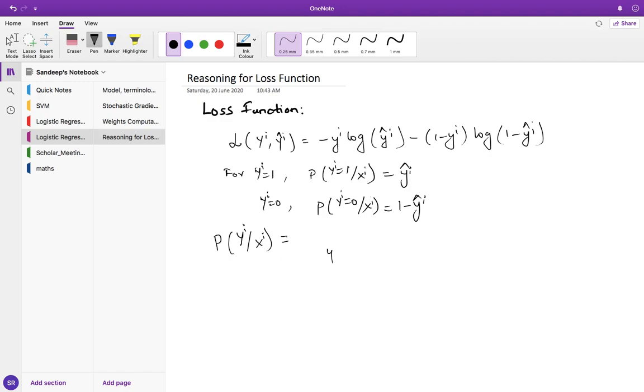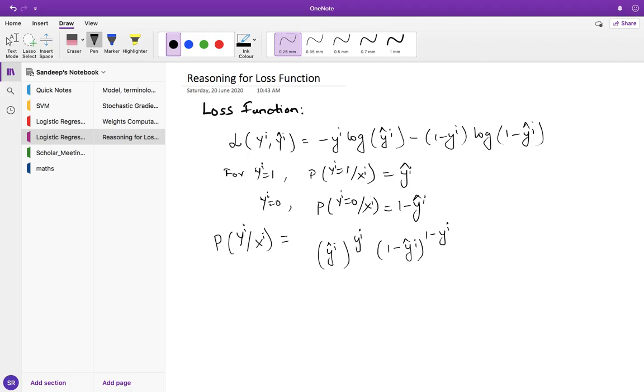So it would be yi cap to the power of yi, times 1 minus yi cap to the power of 1 minus yi. So these two expressions can be written as a single expression in this manner. Let us see why we can write it.